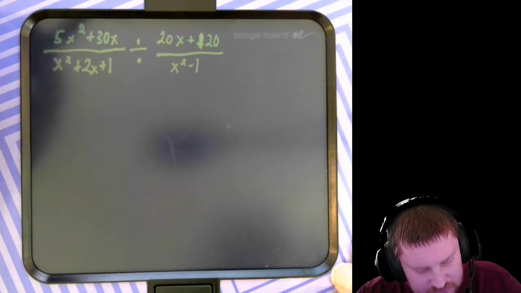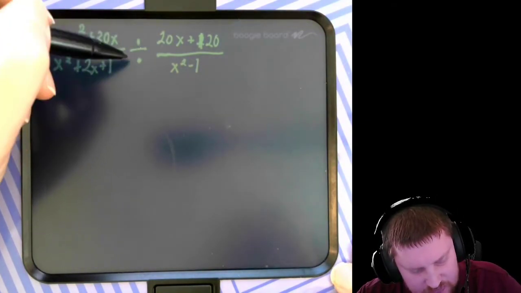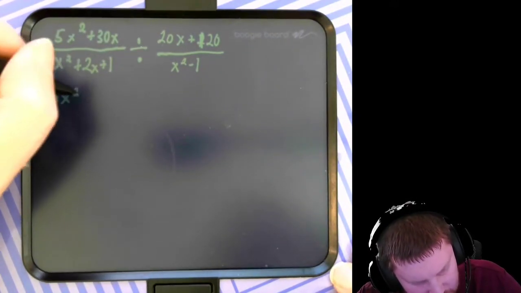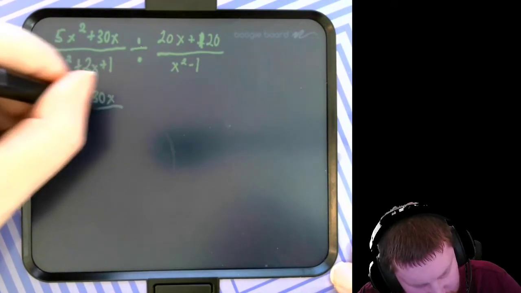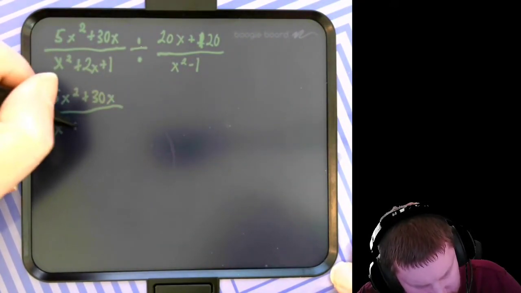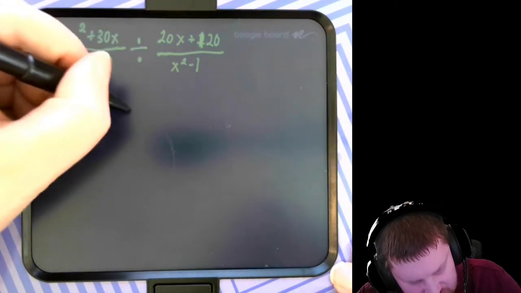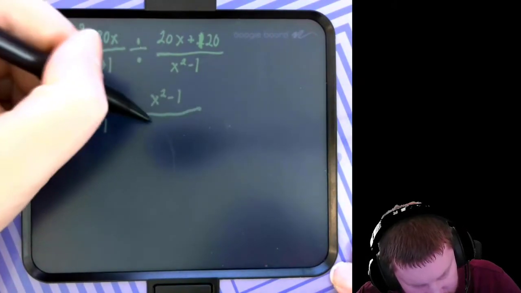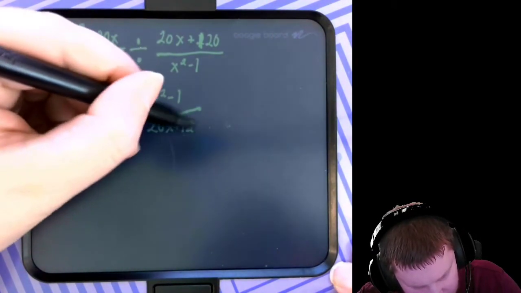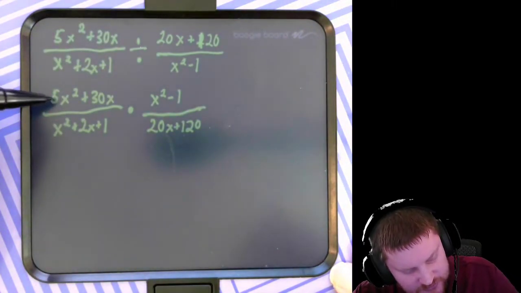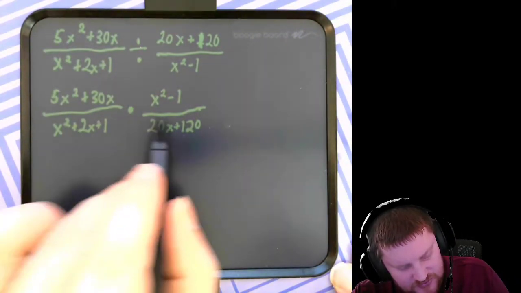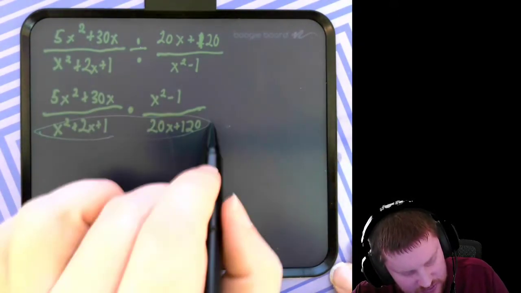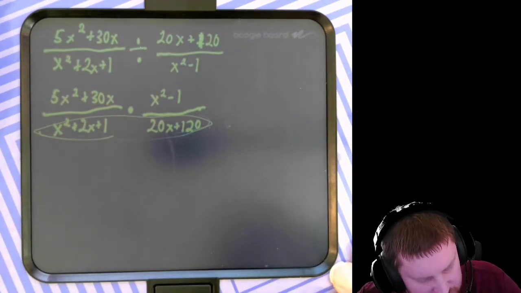So let's go ahead and take a look at this. Again, first step I always do when I'm dividing fractions is I actually flip them first. So 5x squared plus 30x over x squared plus 2x plus 1 times x squared minus 1 over 20x plus 120. Now let's factor. Do keep in mind that these are the numbers we don't want to go all the way back up to the top. These are the numbers that are going to be important when we look at our excluded values.